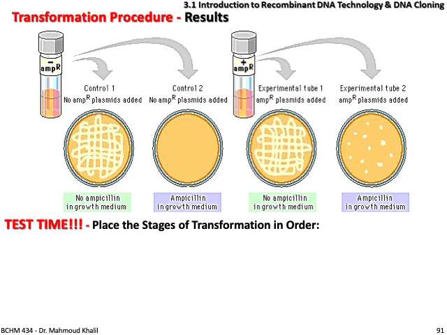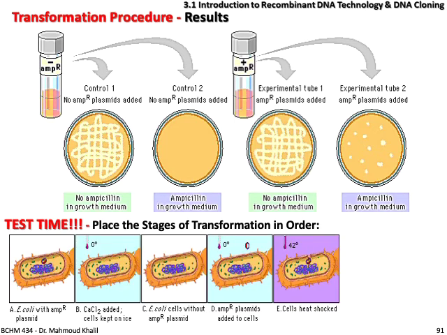So let's place the stages of transformation in order. You can see this is a shuffled set of transformation steps, labeled A, B, C, D. You need to put them in order, and this is the answer. You can revise that: the first step is C, followed by B, D, E, A.